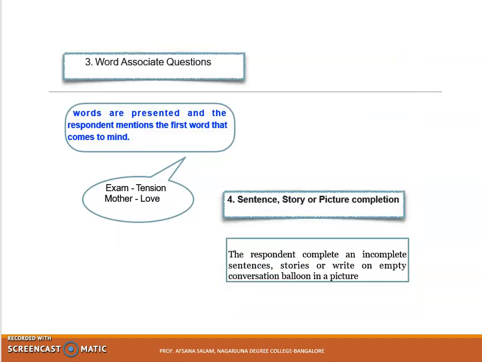The next one is word association questions. Word association questions examine what comes to your mind. For example, attention. Mother means love, care. So when you ask one word, you find out what comes to their mind, and that is the word association question. And the last one in open-ended questions is the sentence, story, or the picture.